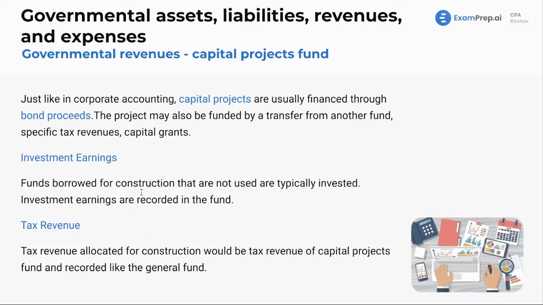So investment earnings may appear in the fund, but any disposition of those earnings, so getting rid of those earnings, may be to retain them in the fund for the benefit of the project, or immediately transfer them to a debt service fund for the benefit of the bondholders. So that's to repay the bondholders.